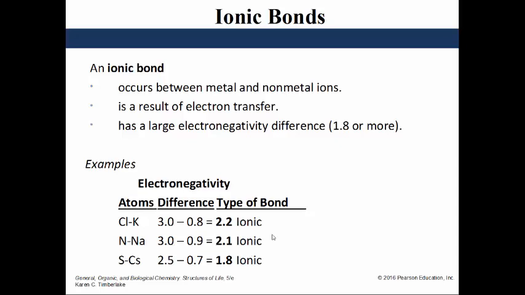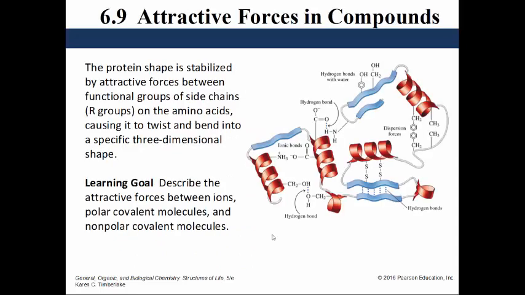So a big indicator of if a bond is an ionic bond is the high difference in the electronegativity between the two elements. Alright, next section of chapter number 6, the attractive forces in compounds.